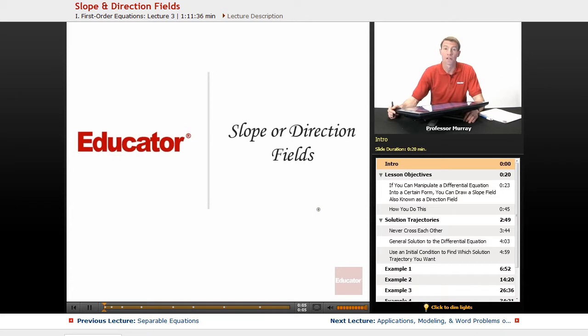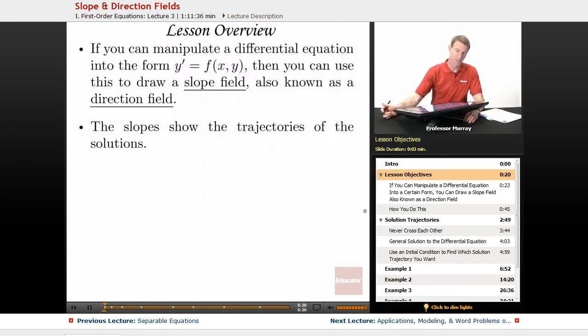Today we're going to talk about slope fields, which are also known as direction fields. Those two terms mean exactly the same thing. So if you're looking at slope fields, you're looking at direction fields. If you're looking at direction fields, it's exactly the same thing as a slope field. So let's see what that's all about.